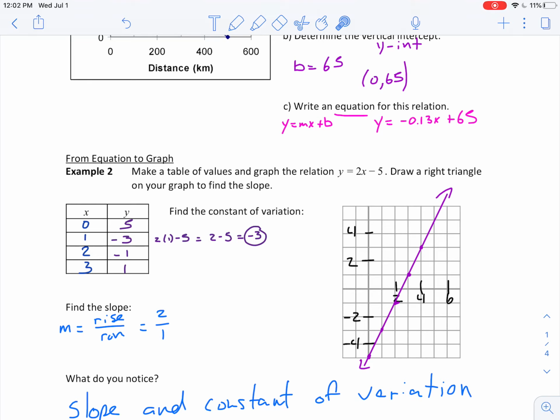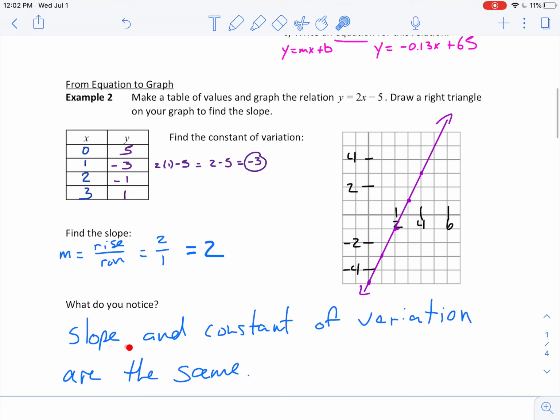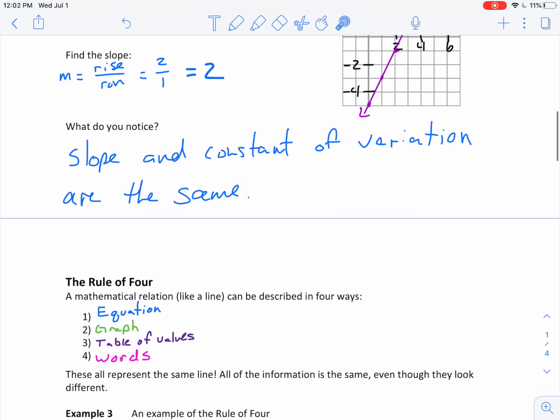So in this case, in order to go from one point that I have to another point, I have to go up 2 and then over 1. So my rise is 2, and my run is 1. So I would write it as 2 over 1, which would mean that the slope is 2. So what do we notice? The slope and constant of variation are the same, right? And we talked about that when we were doing direct and partial variation.